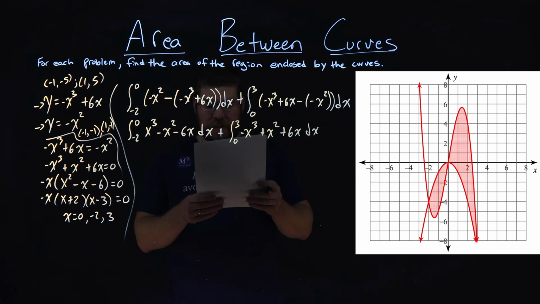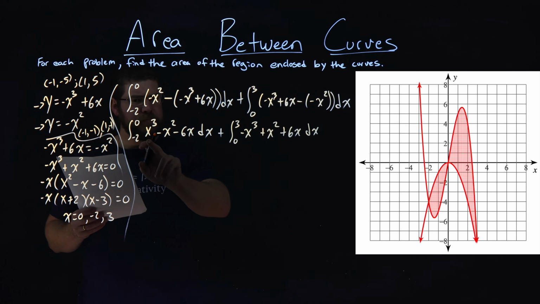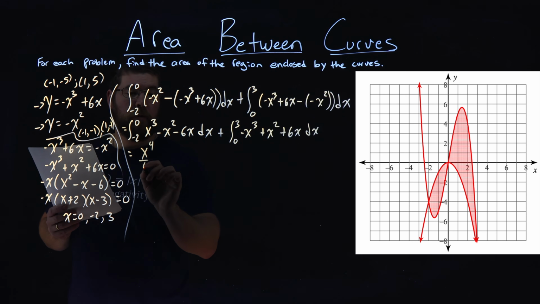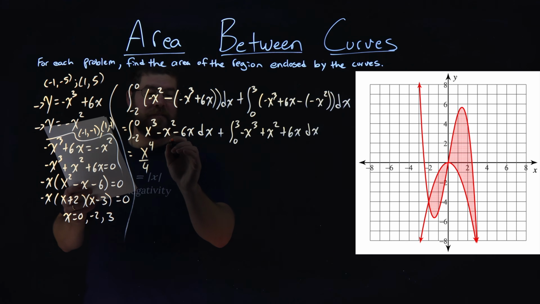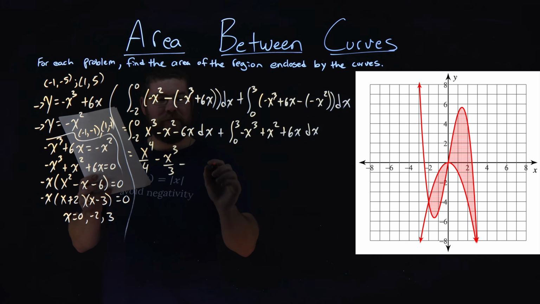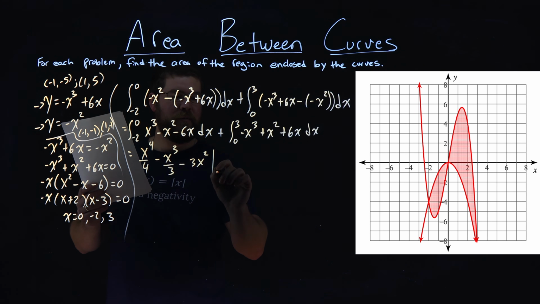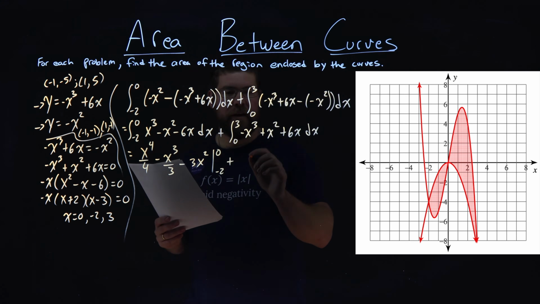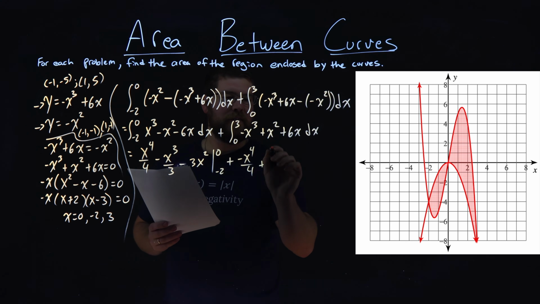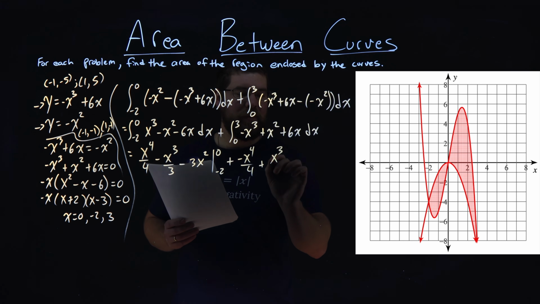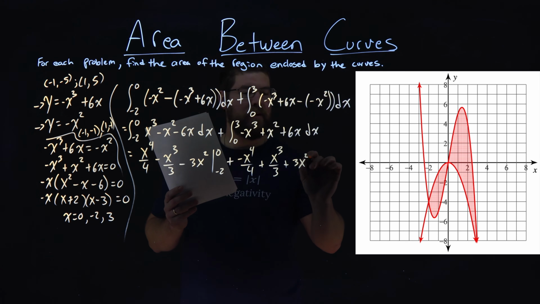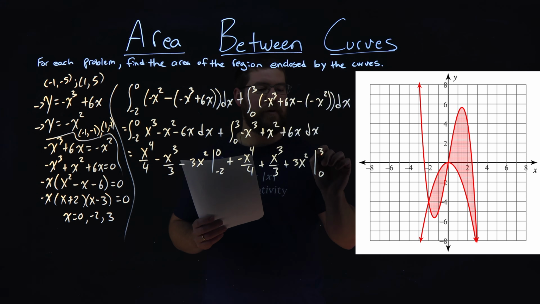So now from here, we need to find our integrals, okay? The first one here, the integral of x to the third power is x to the fourth over 4. And the integral of negative x squared is negative x to the third over 3. The integral of negative 6x is negative 3x squared, and we're integrating this from negative 2 to 0. Same thing here, negative x to the third power gives a negative x to the fourth over 4, plus the integral of x squared is x to the third over 3, and the integral of 6x is a positive 3x squared. And we're integrating this from 0 to 3 now.